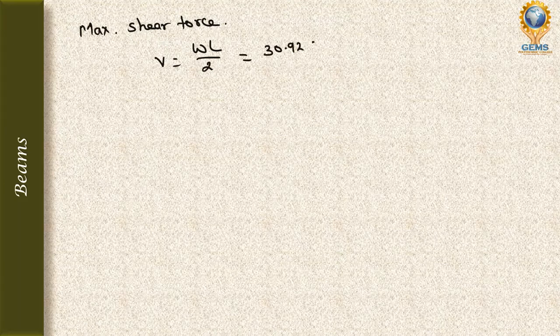Next, we will find the maximum shear force. So how will we find the maximum shear force? V is equal to WL by 2. So that is equal to 30.92 into 8.3 by 2. So we will get it as 128.32 kilonewton. So we have the maximum bending moment and maximum shear force.